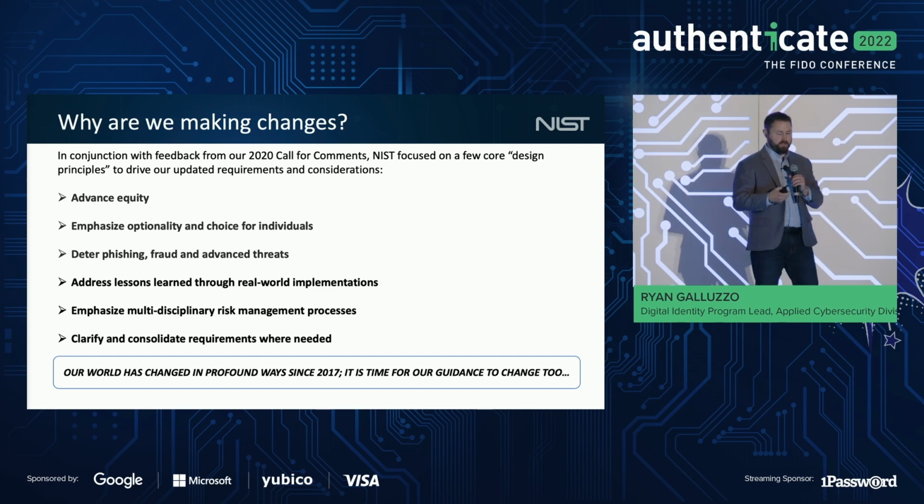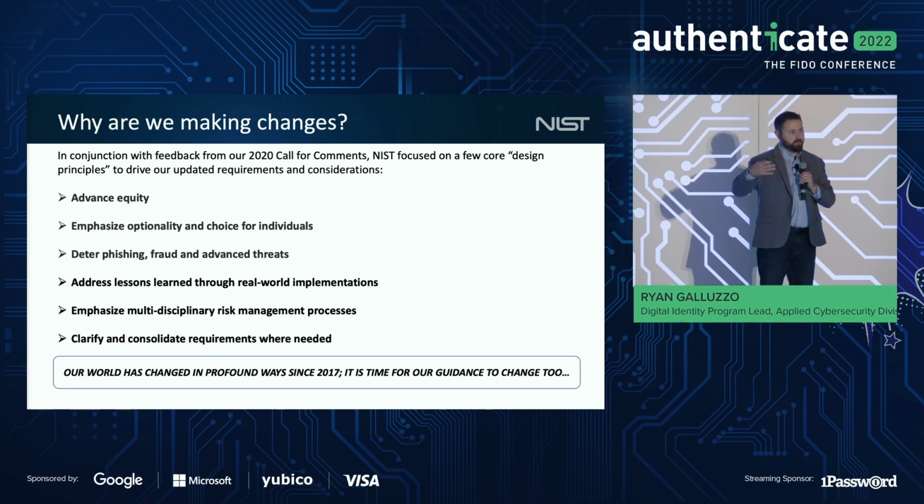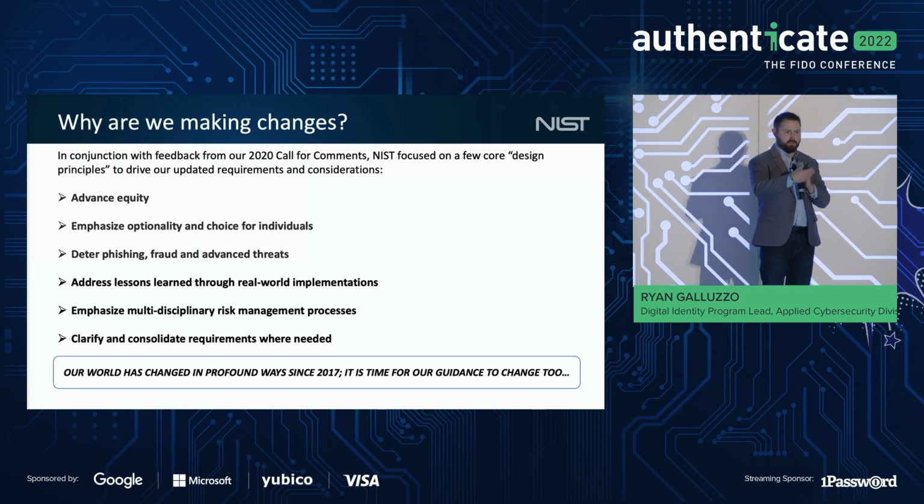Two, we wanted to emphasize optionality and choice. I think that was something that was brought out in 800-63 Revision 3, but we want to advance it even further, particularly around identity proofing, where there need to be additional options, mediums, channels, and pathways for individuals to successfully access the benefits that they deserve.